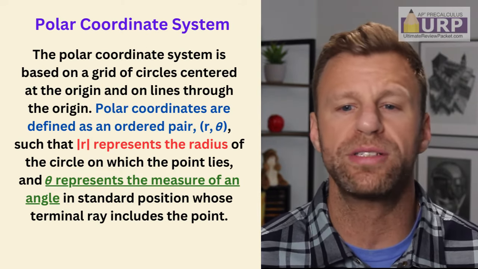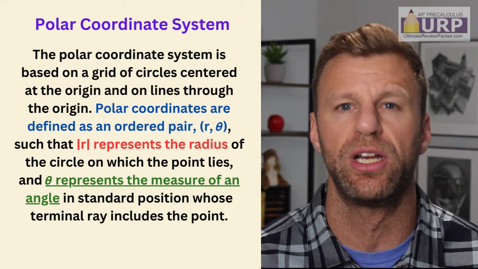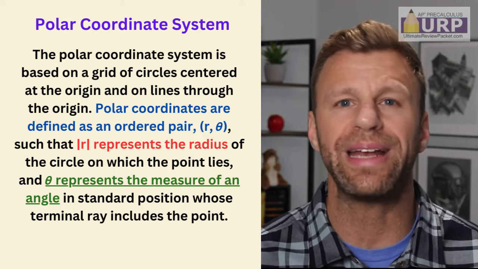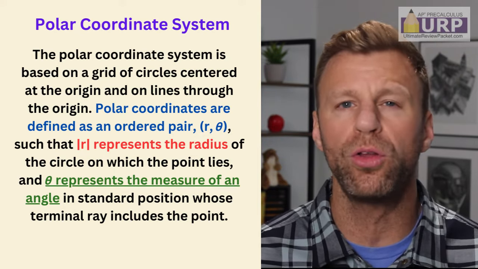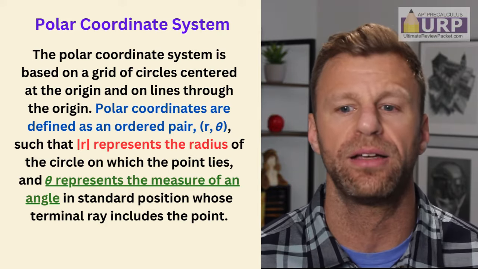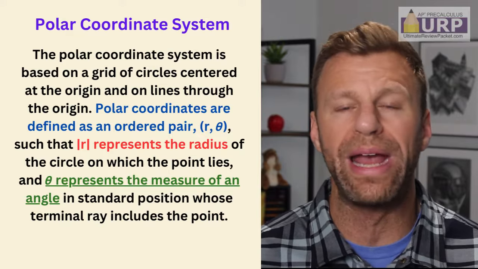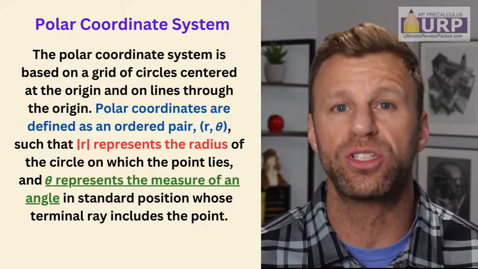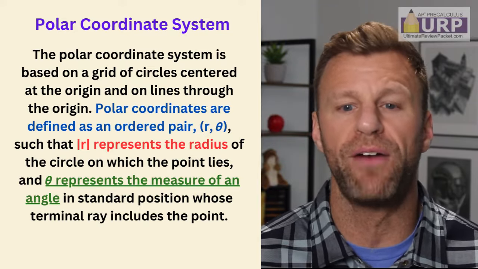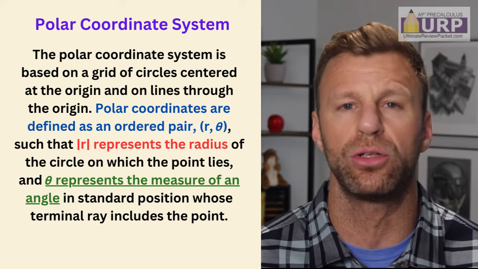Now, the polar coordinate system is based on a grid of circles centered at the origin, which we call 0 or O. Now, we also look at lines through the origin. Polar coordinates are defined as an ordered pair (r, theta), such that the absolute value of r represents the radius of the circle on which the point lies, and theta represents the measurement of the angle in standard position whose terminal side includes the point.